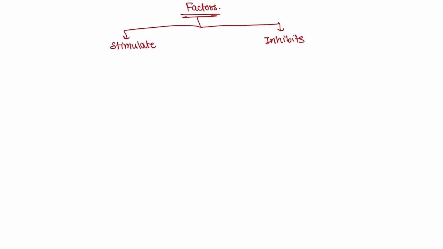Now, after understanding the secretion of hydrochloric acid, there are some factors which will either stimulate or inhibit the secretion of hydrochloric acid. So, factors which stimulate the HCl secretion and factors that will inhibit the HCl secretion. There are three factors which stimulate the HCl secretion. First is gastrin, second is histamine, and third is vagal stimulation.